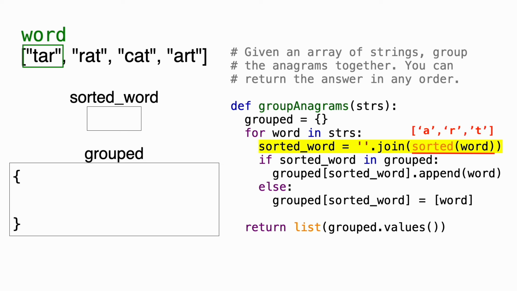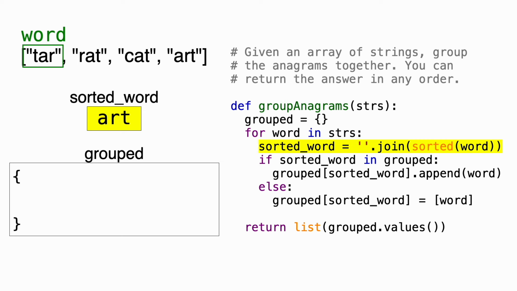So this would return a list with the letters A, then R, then T. We'll then use the string join method to convert this list back into a string, and whatever string is here will be used as a separator between all the list elements. Right now, this is just an empty string, so in other words, there will be no separator. So after joining each character in the list back into a string, sorted word will be the string art.